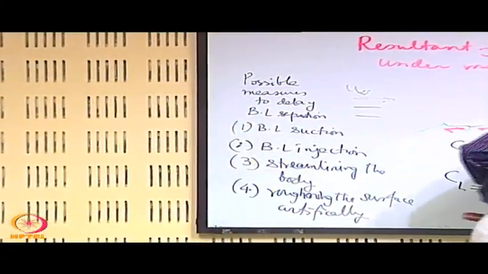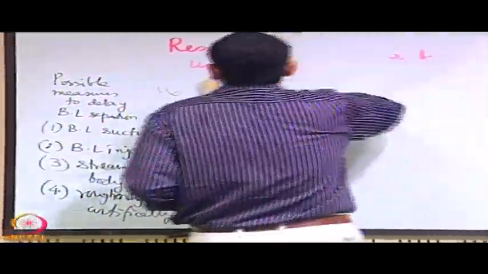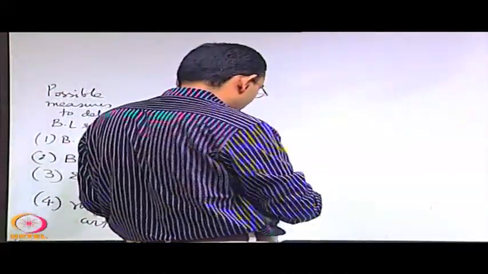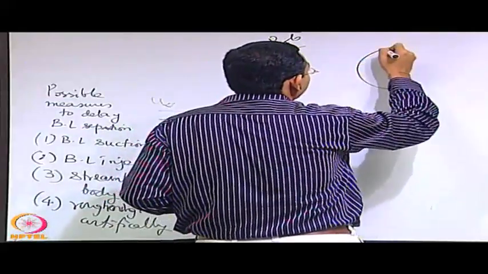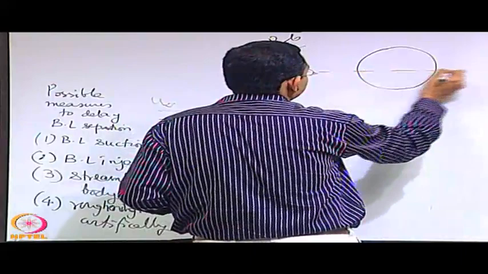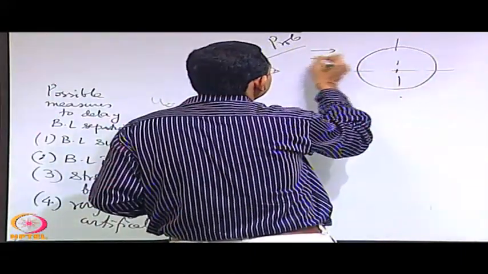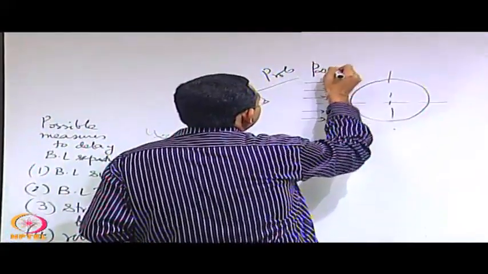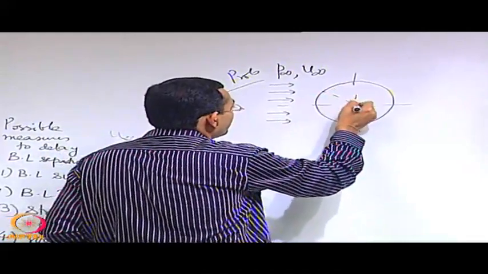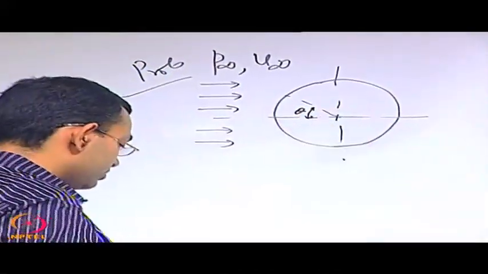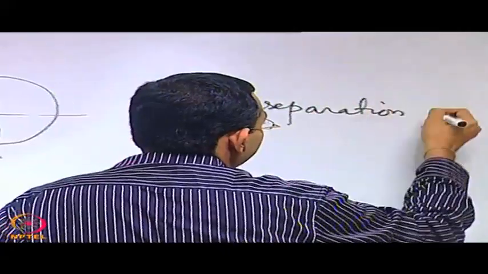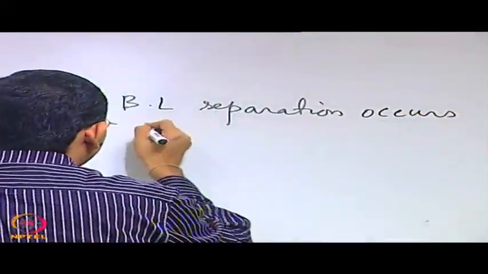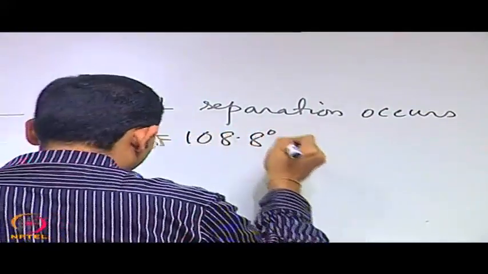So we will work out a problem quickly on the calculation of the resultant drag force on a body. Let us say you have a circular cylinder with P infinity, U infinity as the free stream conditions, and an angle theta measured from this direction. It is given that boundary layer separation occurs. We will see this in detail later, but for this problem it is given that boundary layer separation occurs at theta equal to 108.8 degrees. This is from experiments.